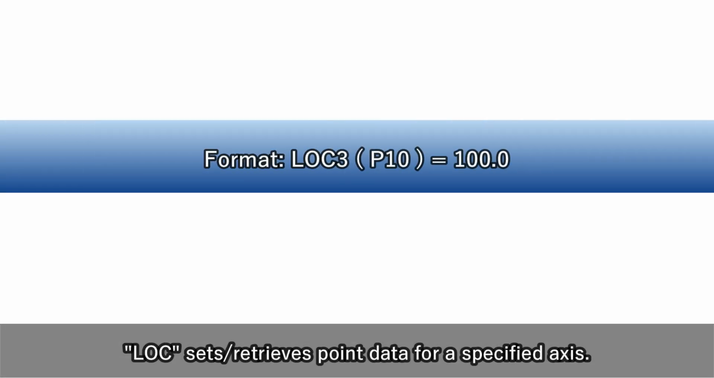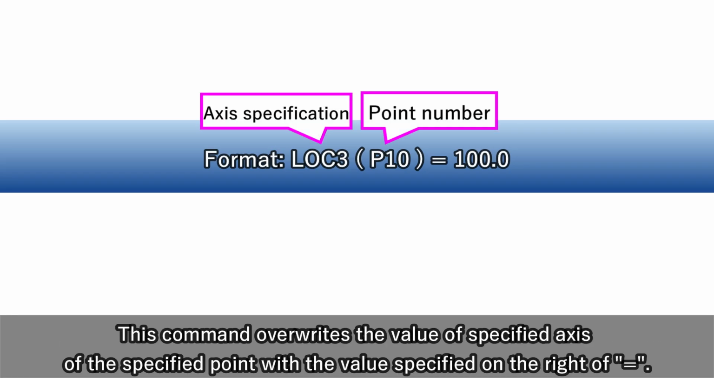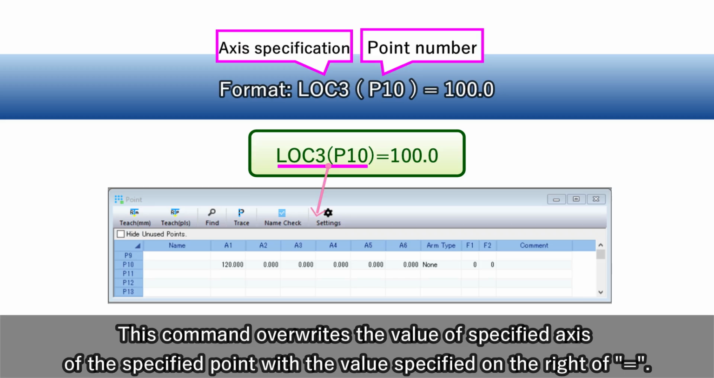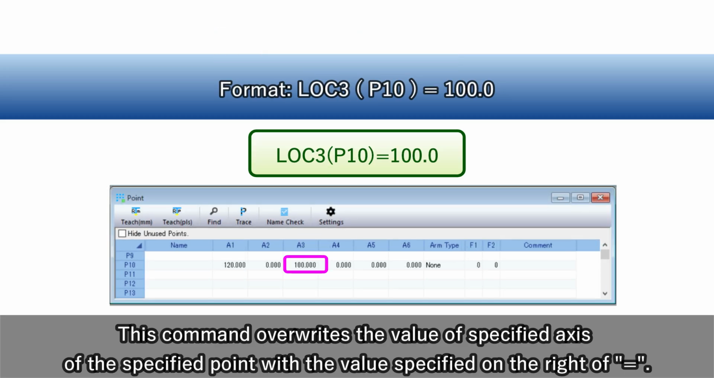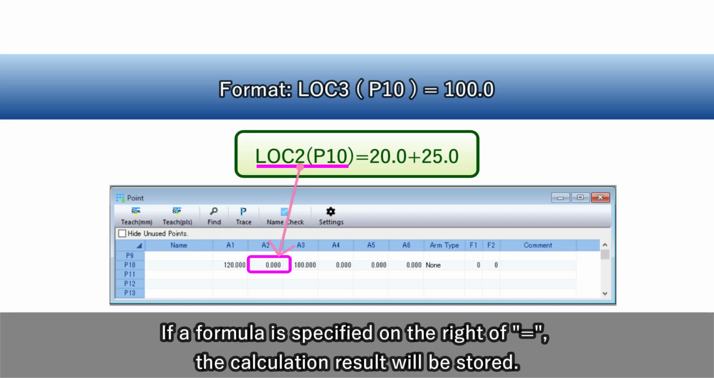LOC sets or retrieves point data for a specified axis. Users can change part of the point data in the program using LOC. This command overwrites the value of the specified axis of the specified point with the value specified on the right of the equal sign. If a formula is specified on the right of the equal sign, the calculation result will be stored.